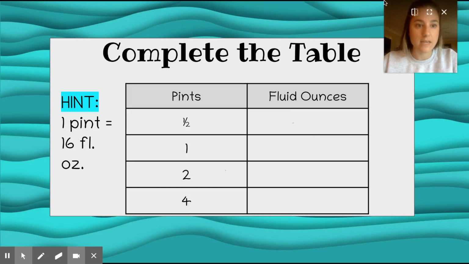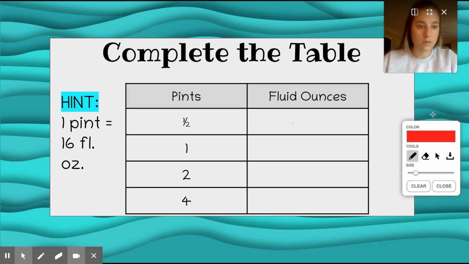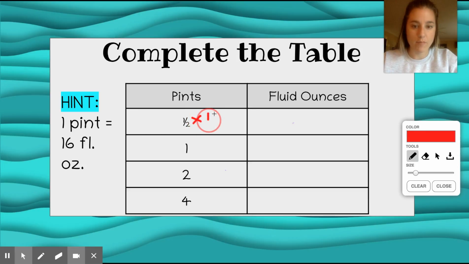Okay, complete the table. Alrighty, let's see. I'm working from pints into fluid ounces. And over here it says 1 pint equals 16 fluid ounces. And this is how you can abbreviate writing fluid ounces. So if 1 pint is 16 fluid ounces, I have to multiply 1/2 by 16. And if I do that, I get 16. 1 times 16 is 16 over 2, which is equal to 8.